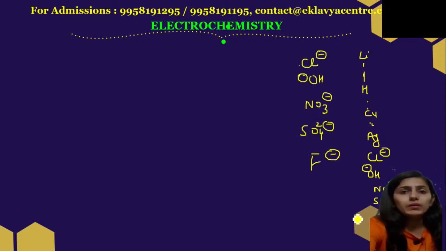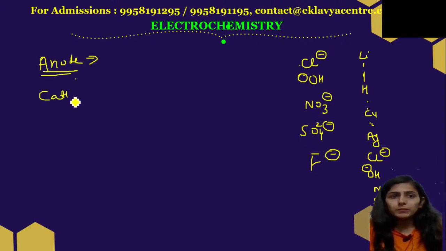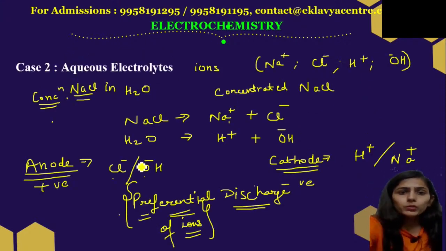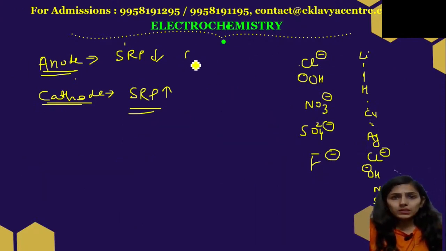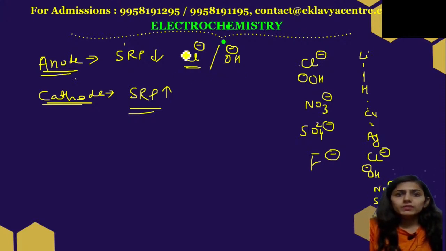Now what you have to do here is, we know that oxidation takes place at anode, and at cathode, reduction takes place. For the cathode, reduction, the SRP value should be high, and at the anode, oxidation takes place, so for oxidation, the SRP value should be low. Now we have to choose between chloride and hydroxide. For the oxidation, we have two options, chloride or hydroxide. Now check the SRP values. Whose SRP value is lower? Chloride. So here we give preference to the chloride ion over the hydroxide ion.